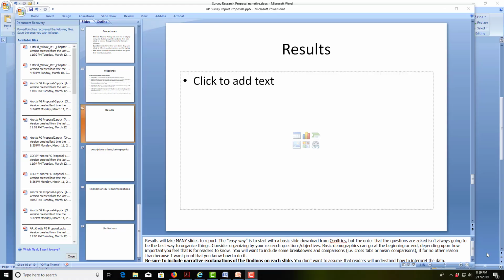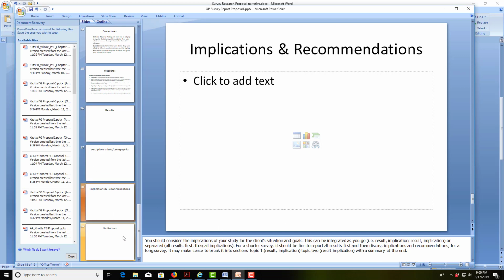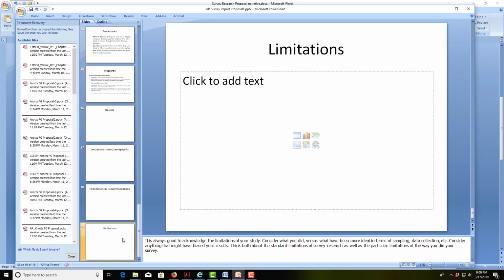Now, for your proposal, you aren't going to have any results yet to report. However, you can still leave the slides in there. That way, if you decide to actually do the study, you can just go back and fill them in. So, I'm going to click through the results and implications and recommendations and come down to this last limitation slide.